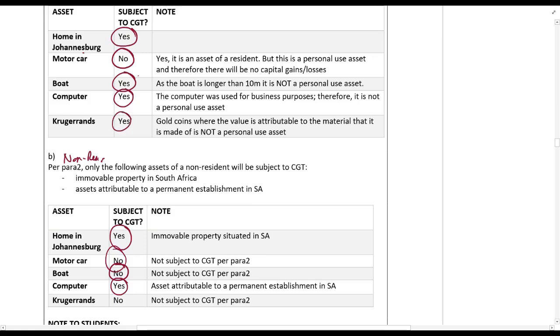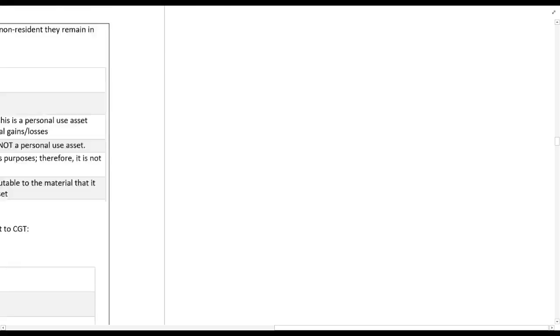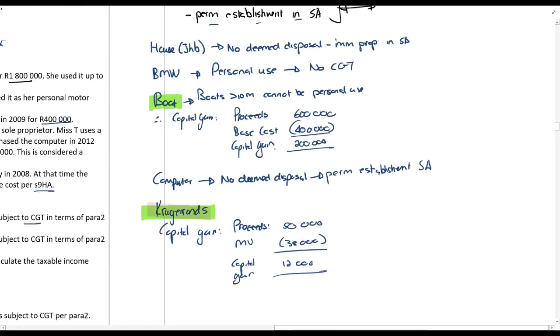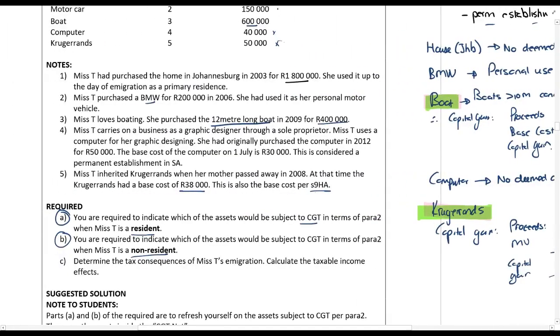The Krugerrand is in the net, doesn't stay in the net, so there's movement. That is why those assets, again, which one? Did we just say? The boat, right? And the Krugerrands. Those are the ones that moved, and those are the reasons why we have CGT on those assets. Right, what are the tax consequences of immigration?